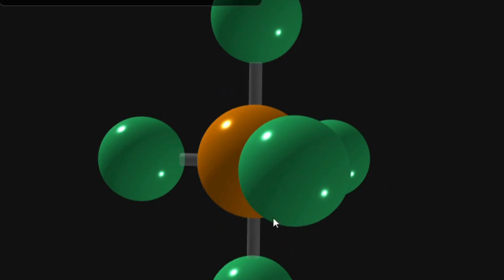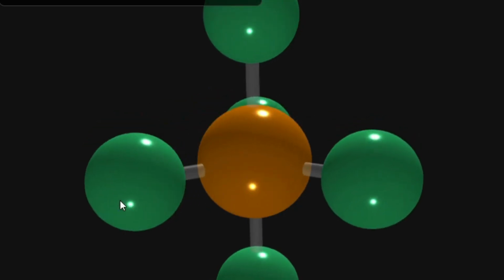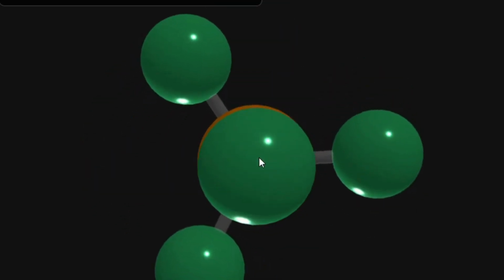But one question remains: why can phosphorus expand its octet while nitrogen cannot? Explore electronic structure and periodic trends to discover the answer.